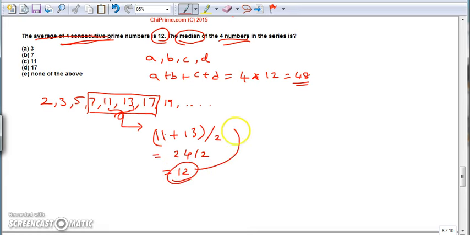So 12 is the median of the data set, which consists of four consecutive prime numbers whose average is 12. So in this you have a circumstance where the average and the median of a set of four consecutive prime numbers is the same and is equal to 12. So the option we want is option E, none of the above, because 12 is not one of the other options that you have in this question.